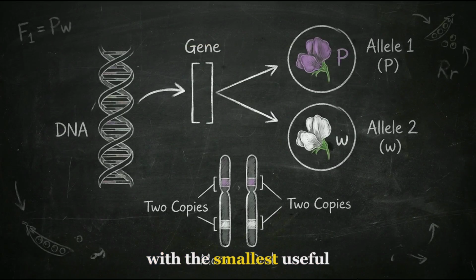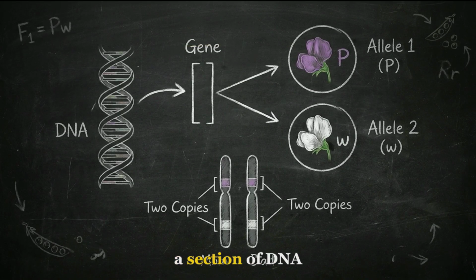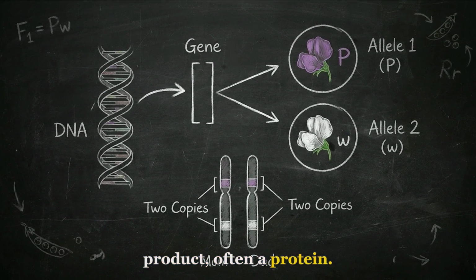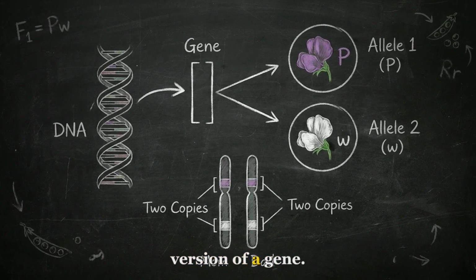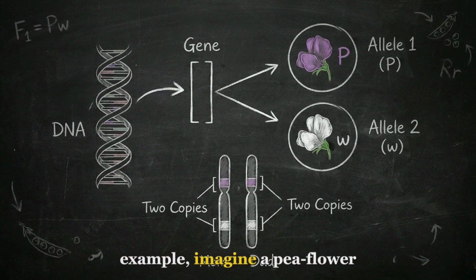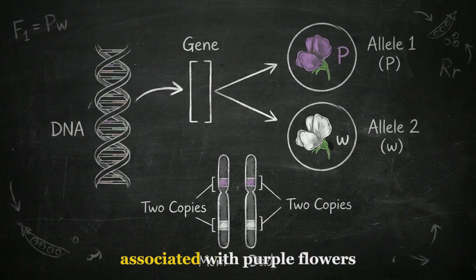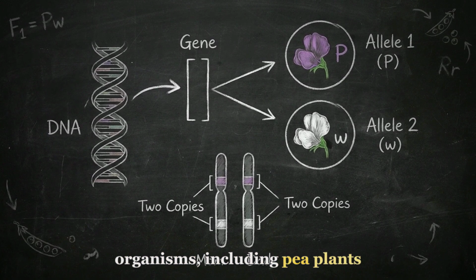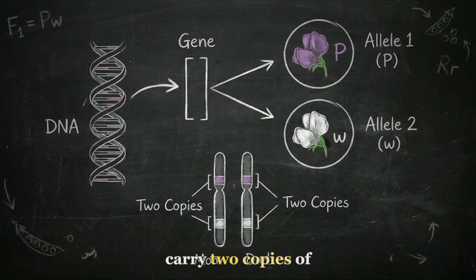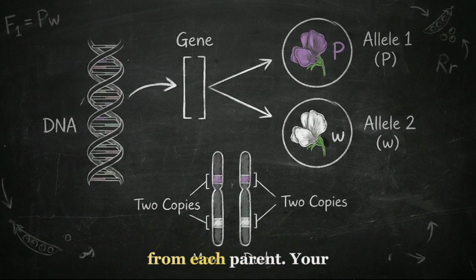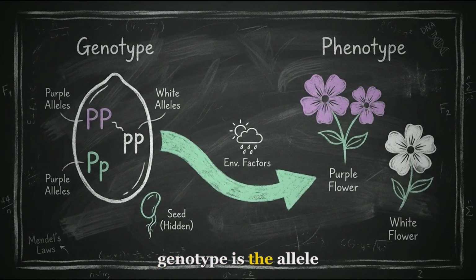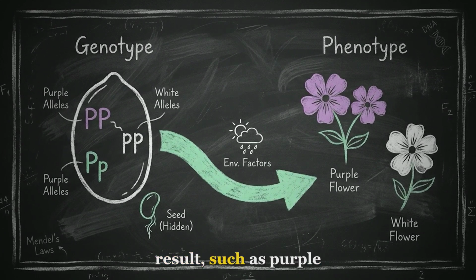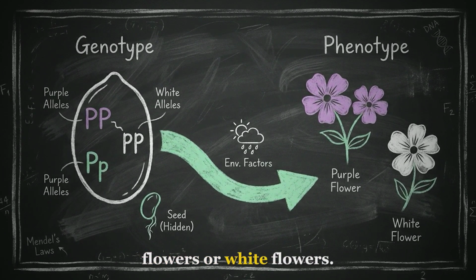Start with the smallest useful vocabulary. A gene is a section of DNA that contains information used to make a functional product, often a protein. An allele is a version of a gene. For a simple classroom example, imagine a pea flower gene with one allele associated with purple flowers and another associated with white flowers. In diploid organisms, including pea plants and humans, you usually carry 2 copies of each gene, one inherited from each parent. Your genotype is the allele combination you carry. Your phenotype is the observable result, such as purple flowers or white flowers.